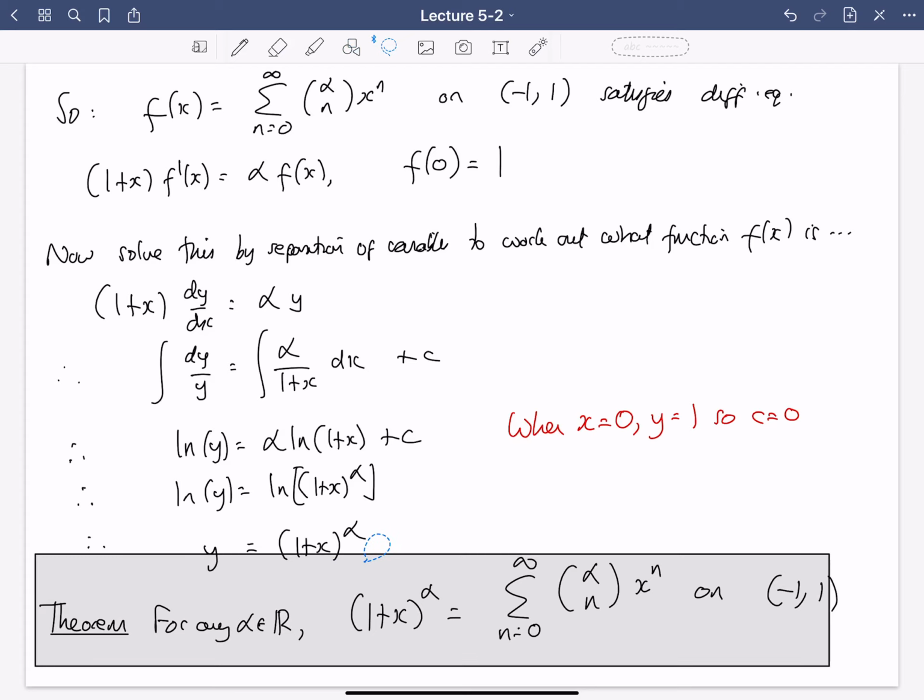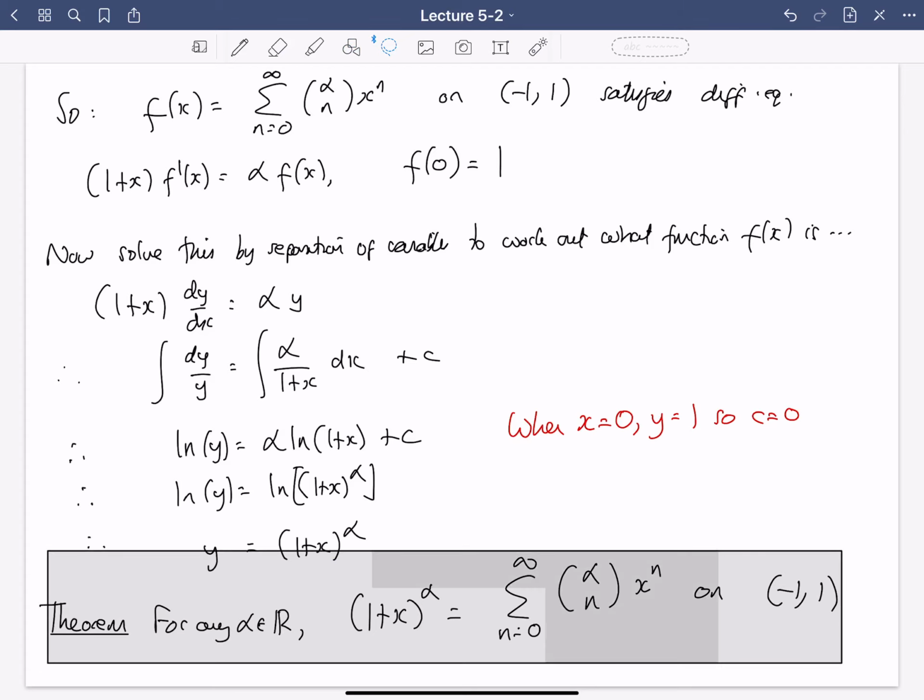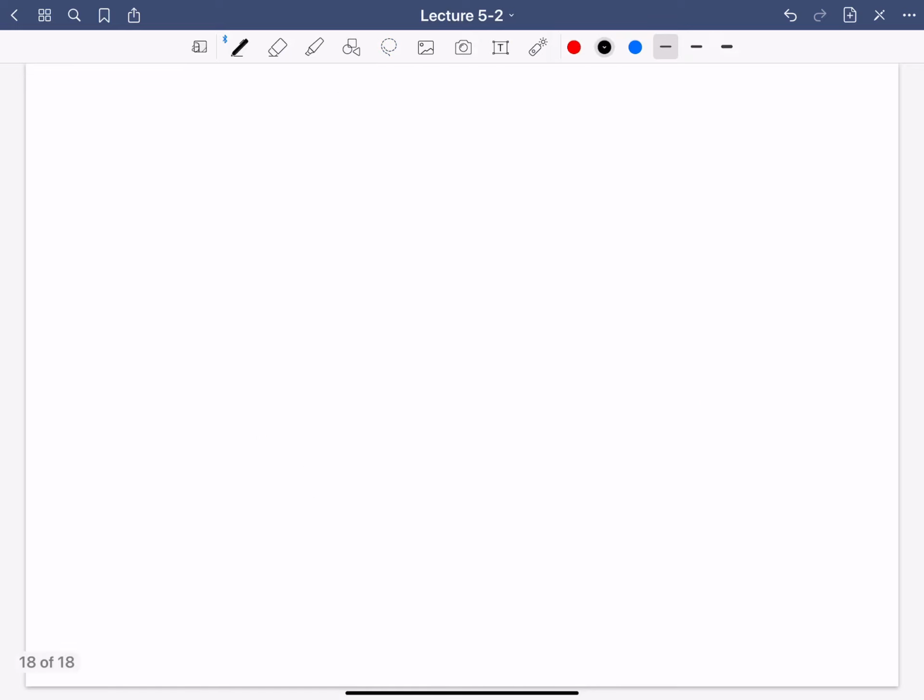So that is Newton's binomial theorem, which generalized the binomial theorem when alpha is a natural number to the case of any real exponent alpha. And so this is really an amazingly important and wonderful series. There's a question about this on the homework this week, so I don't really need to go into this in any detail.